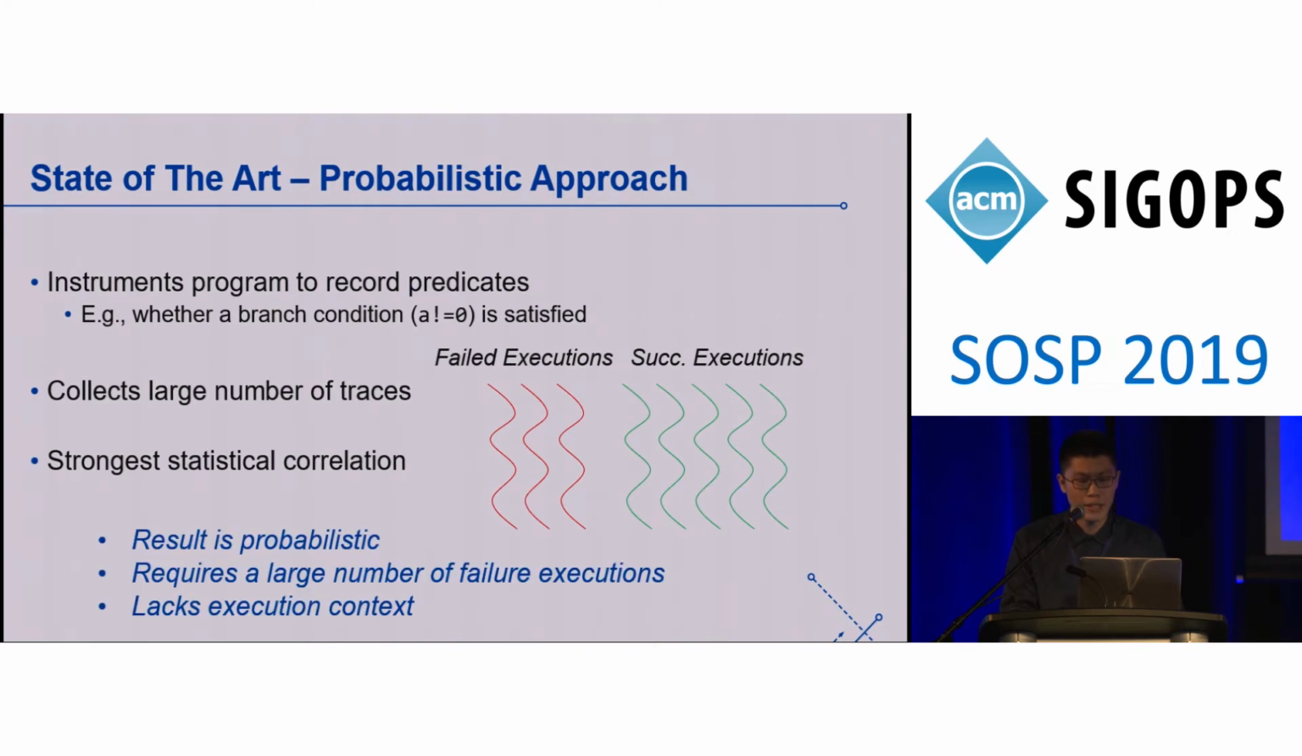However, their result is also fundamentally probabilistic. It could be the manifestation of the root cause, such as an error symptom, that happens to occur together with the failure symptom. And in addition, it requires a large number of failure executions, and it does not provide the execution context that tells the developer why the execution reached the root cause and why the root cause, in the end, manifested into a failure.